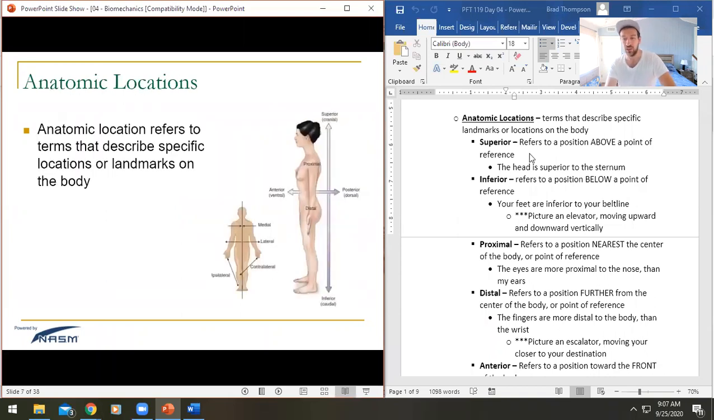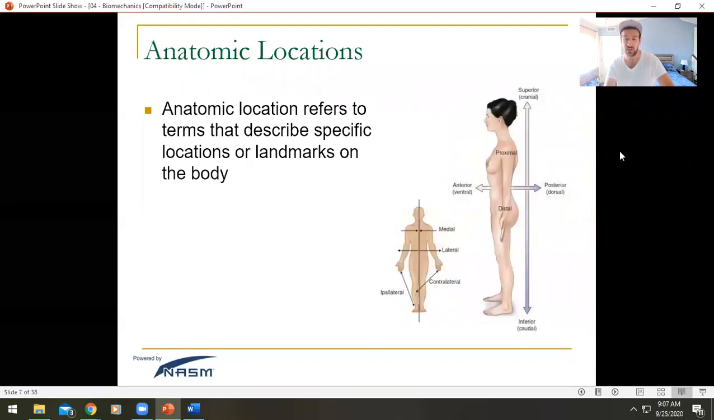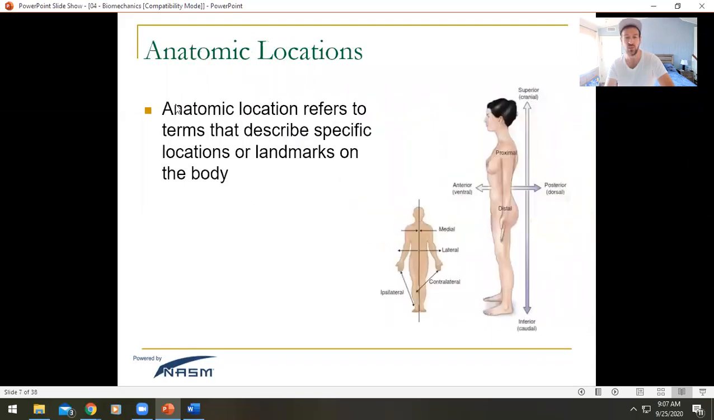All right, so now let's get these terms in. This is, I think, the picture from your textbook. This is what we're talking about when we say anatomic locations. Anatomic locations are how we label the specific parts of the body. They describe our landmarks. So you've got superior, which is a position above any other point of reference. You've got inferior, which is a position below any other point of reference. You've got anterior, which is on the front of the body. Posterior, which is on the back of the body. You've got proximal, which is nearer to the middle of the body, not midline, but middle. And then distal, which is farther from the middle of the body.